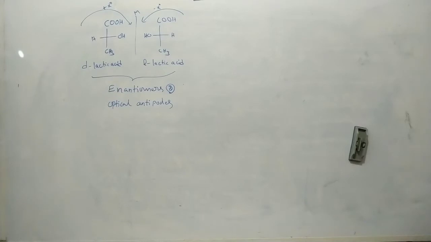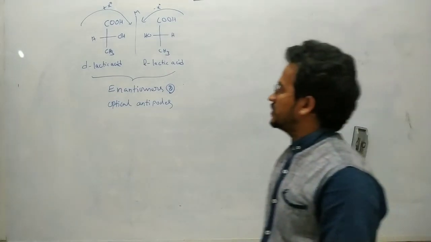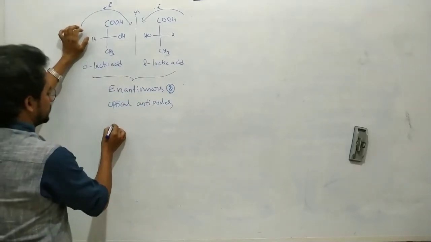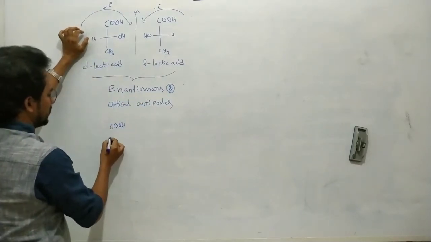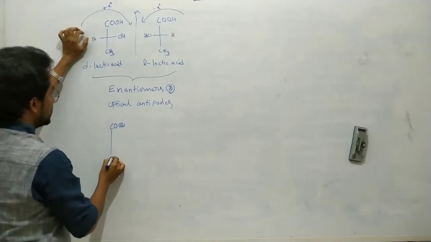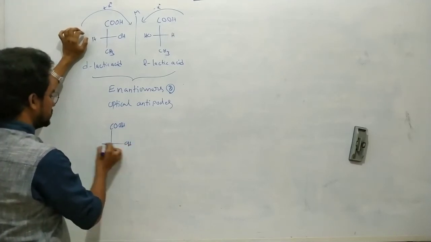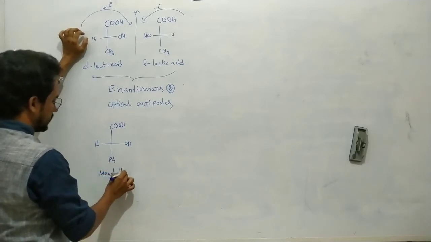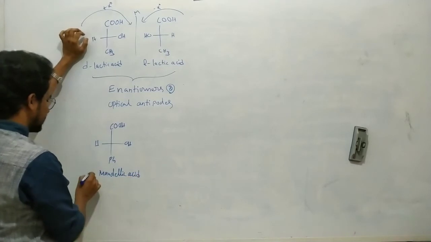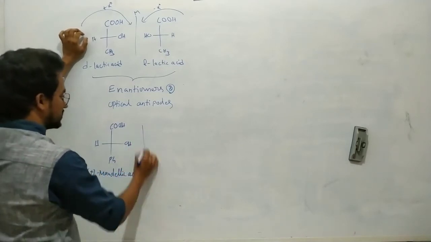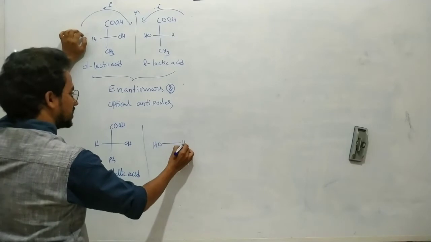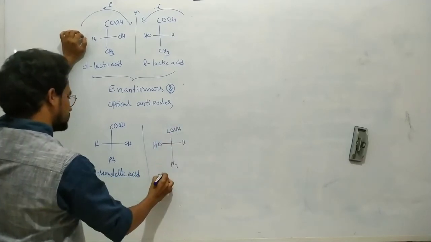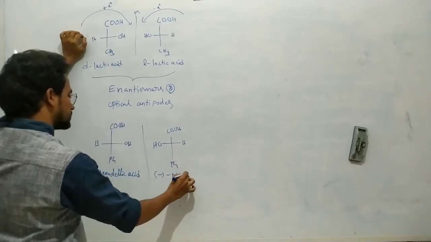Enantiomers must be optically active. Next one. Suppose these compounds are Ph, OH, H. This is mandelic acid. First, suppose it is plus mandelic acid. Its mirror image is OH, H, Ph, COOH. This is minus mandelic acid.